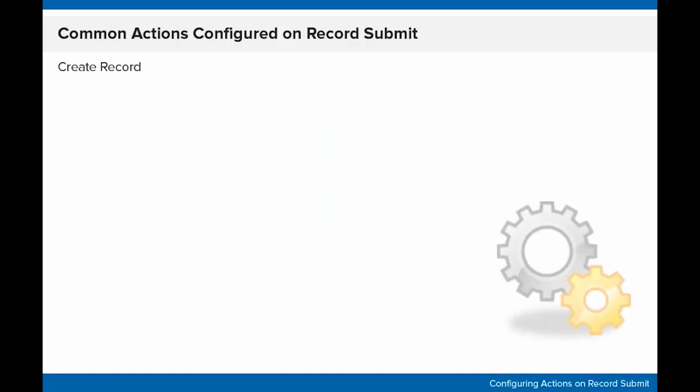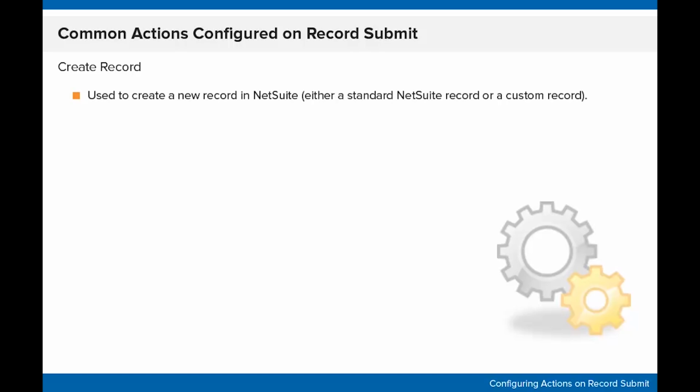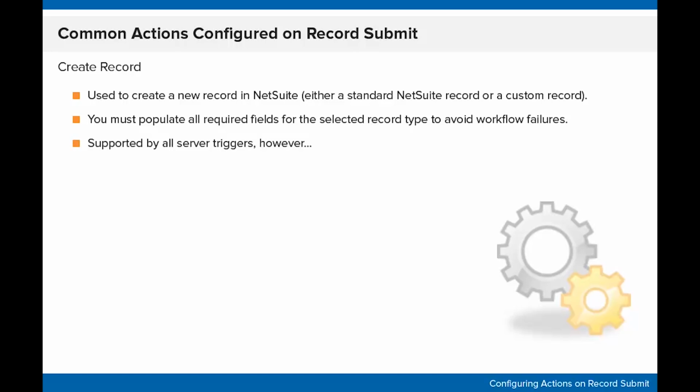Let's take a closer look at the create record action. The create record action is used to create a new record in NetSuite. The record can be a standard NetSuite record or a custom record, and does not need to be the same record type as the base record type for the workflow. When creating a new record, you must make sure that all required fields for the record type you are creating are populated. Not doing so will cause the action to fail. The create record action is supported by all server triggers.